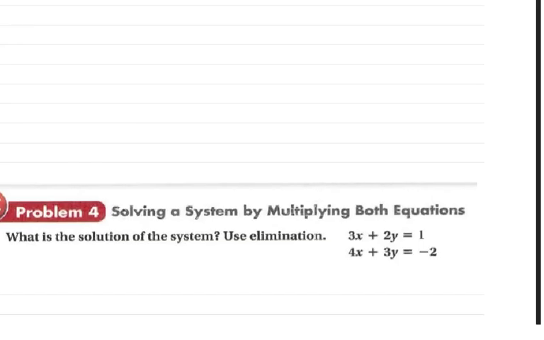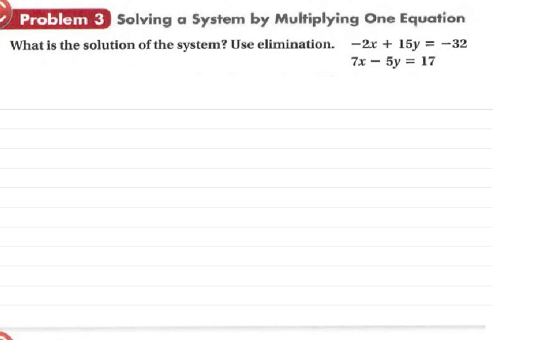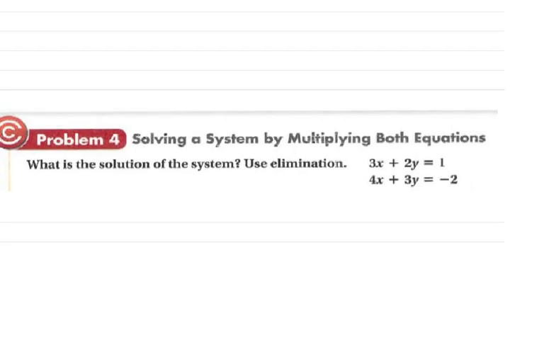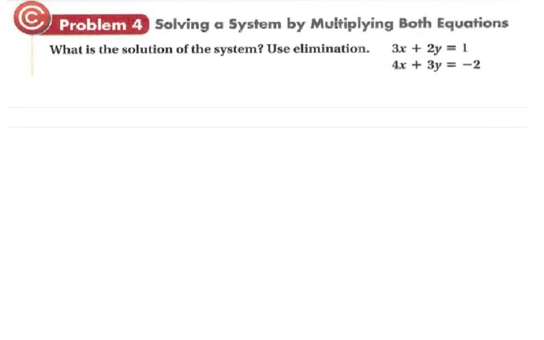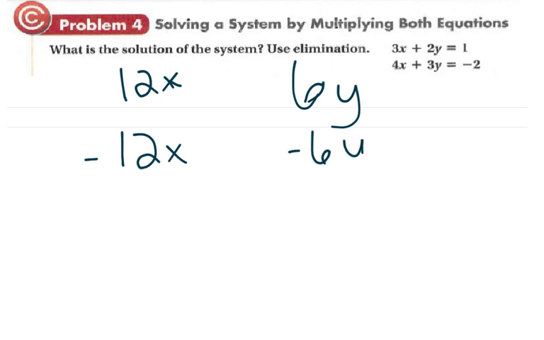You know, if you remember the other one, we just had to multiply 5 by 3 to get to 15. So that wasn't that bad. But this one, we're going to have to make a choice. Either we're going to have to make it 12x and negative 12x, or we're going to have to go to 6y and negative 6y. Notice our choices here.